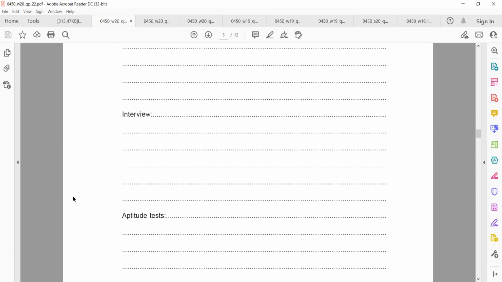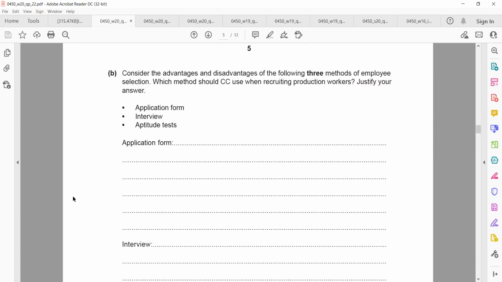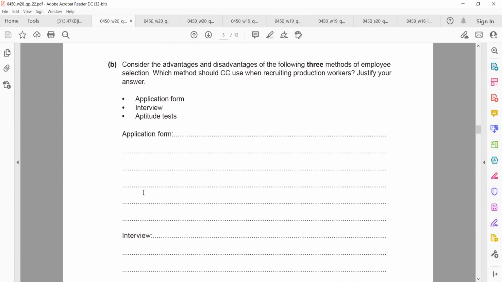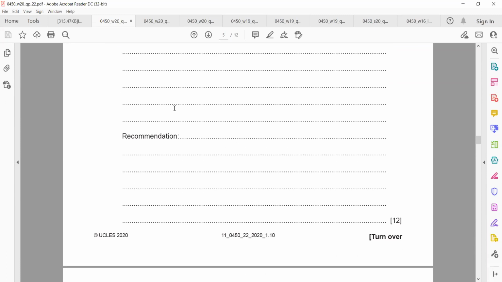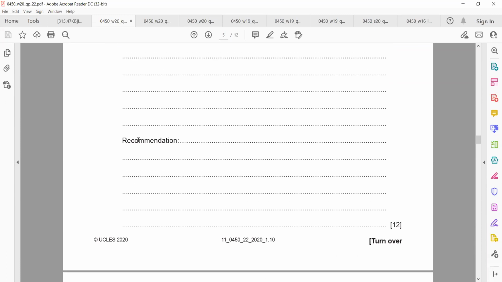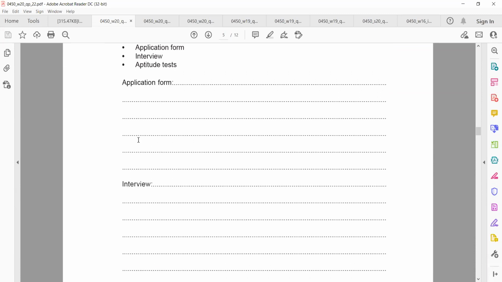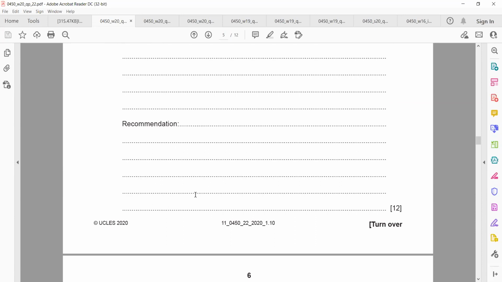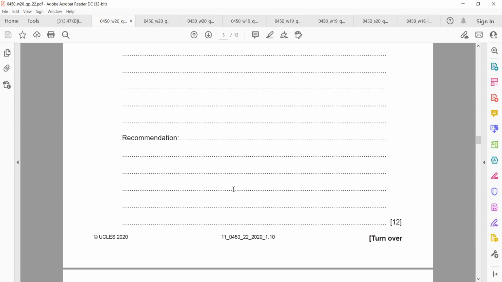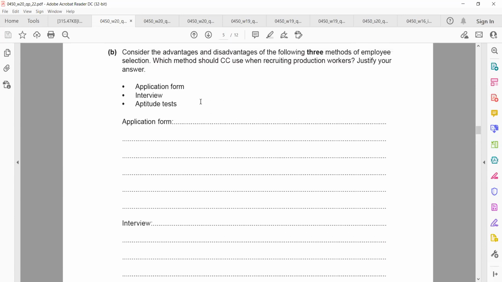Aptitude test, let's say, oh, I forgot what is aptitude test. Forget it then. Because I don't know what is aptitude test, but I know what is application form. I know what's an interview. Focus on that. And then keep this blank and directly go to recommendation. Which one do you recommend between application form and interview? 3 statements of evaluation plus 1 application. In that way, you will also get full marks.